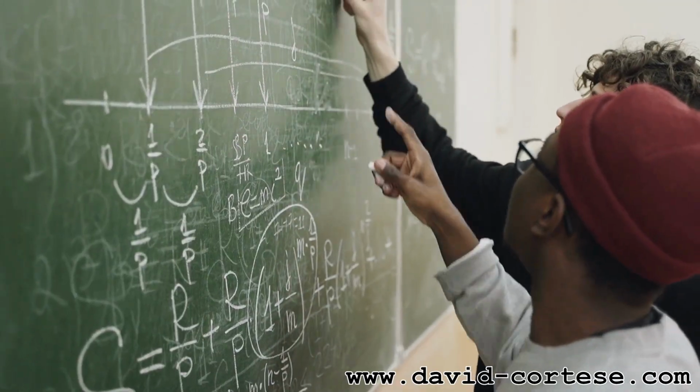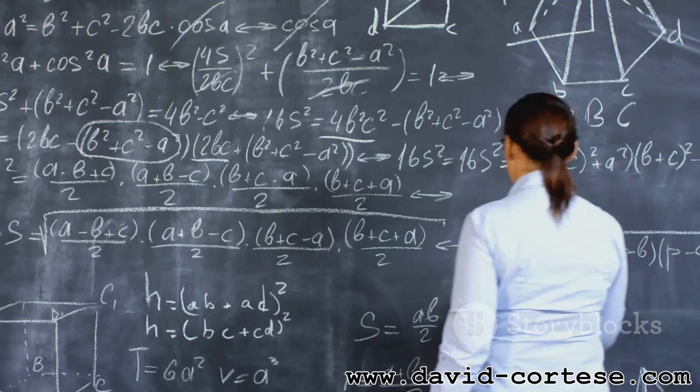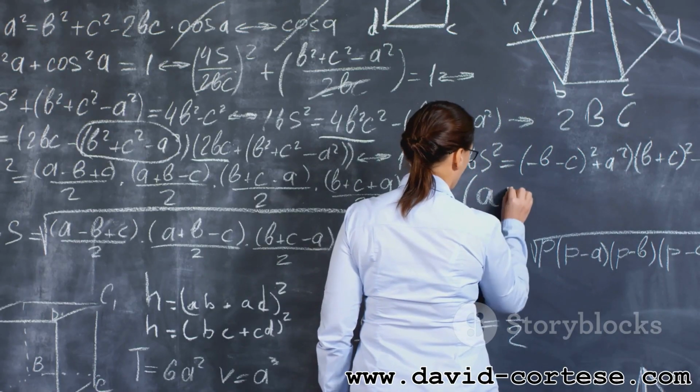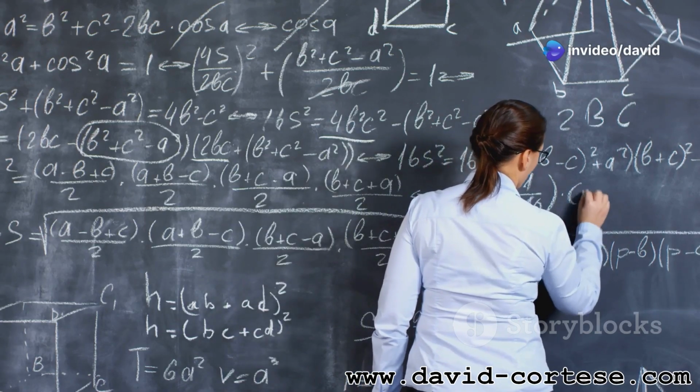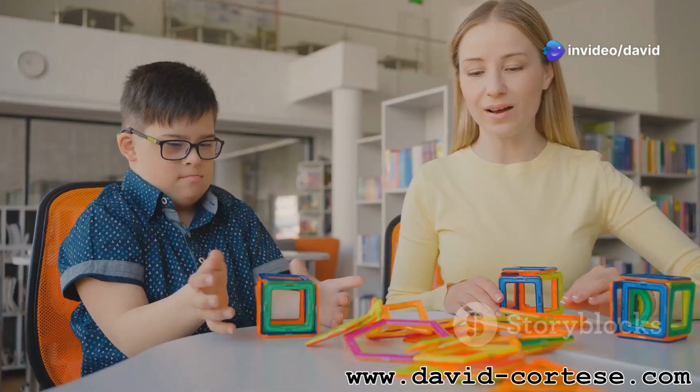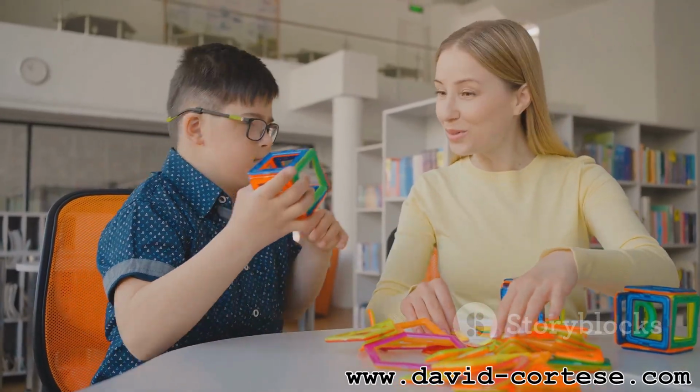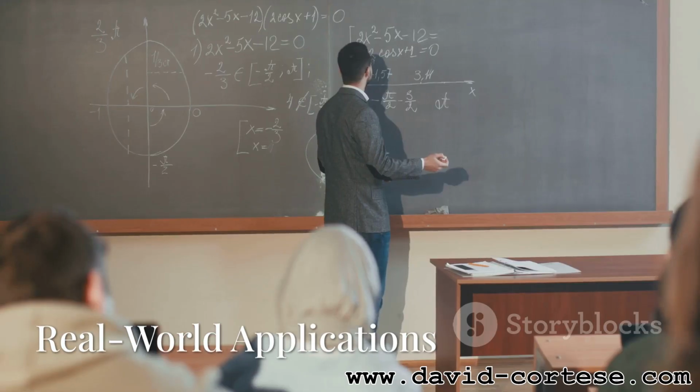Notice how this looks similar to our standard quadratic form. By adding and subtracting (b/2)² on one side of the equation, we can complete the square and rewrite the equation in a form that's easy to solve. It's like rearranging the pieces of our geometric puzzle to reveal the solution.